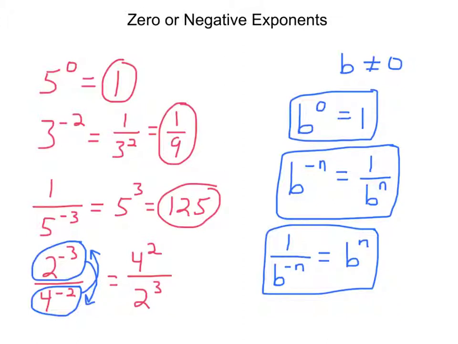Now we'll just simplify each part. So 4 to the second would be 4 times 4, or 16, and 2 to the third is 8, and 16 divided by 8 would be 2.